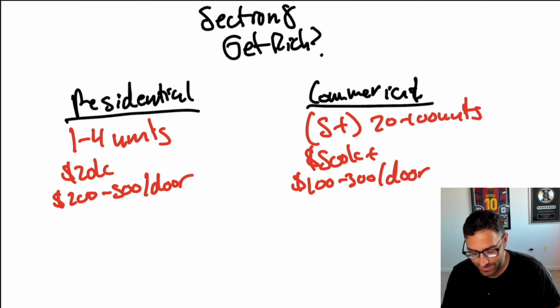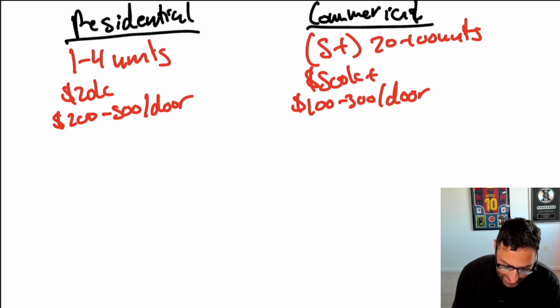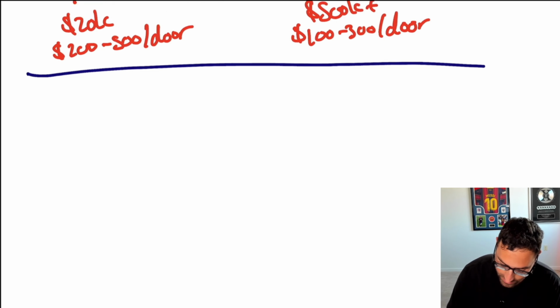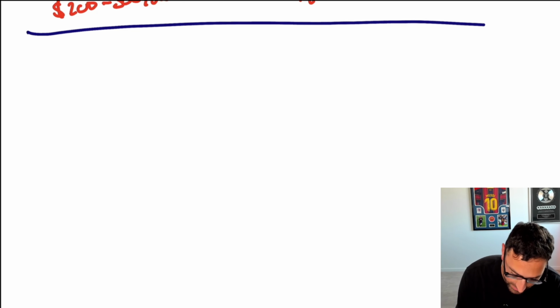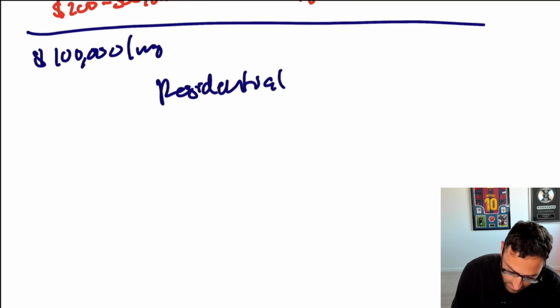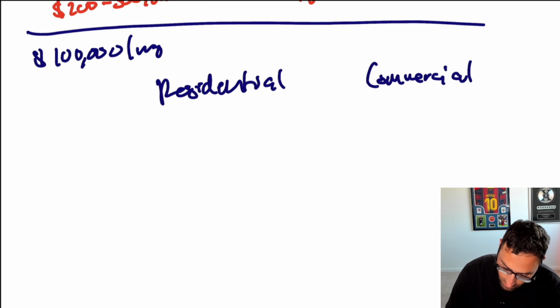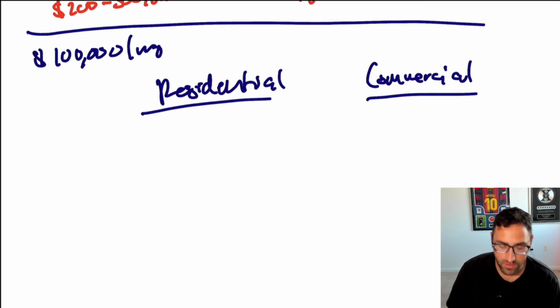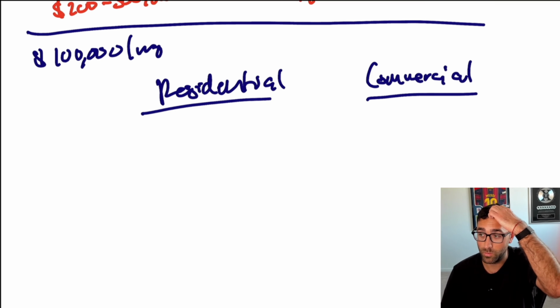So let's go through these two different scenarios. Let's do a little bit of a breakdown here. Let's say your goal was to make $100,000 a month, right? That's your goal, and we have two ways to do it. We have residential and we have commercial. To make $100,000 a month, how many units would we need?